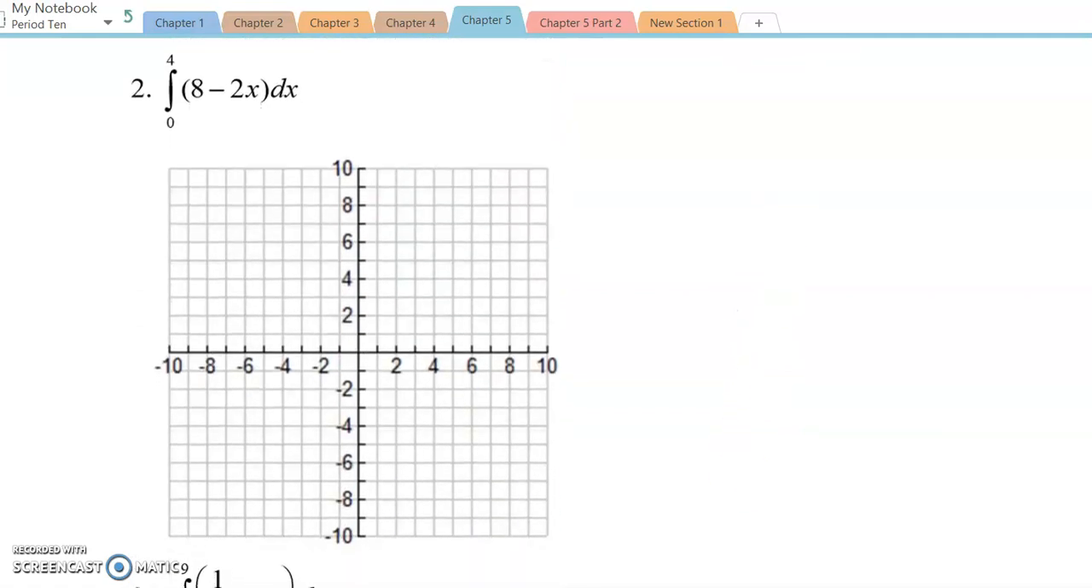Number 2, we're trying to find the area, I should say the net area, under this line right here. So we have a y-intercept of 8 and a slope of -2. So down 2 over 1, down 2 over 1, and I'm just going to keep going with this pattern.